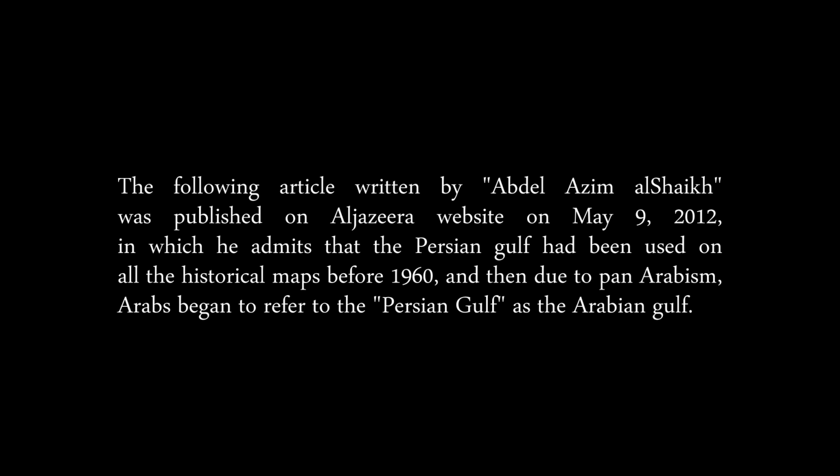But all the contemporary Arab historians and scholars have not closed their eyes to the reality. Most of them admit that the Persian Gulf is the correct name of this gulf that has been used since hundreds of years ago even by Arabs. The following article written by Abdel Azam al-Sheikh was published on the Al Jazeera website on May 9, 2012, in which he admits that the Persian Gulf had been used on all the historical maps before 1960, and then due to Pan-Arabism, Arabs began to refer to the Persian Gulf as the Arabian Gulf.